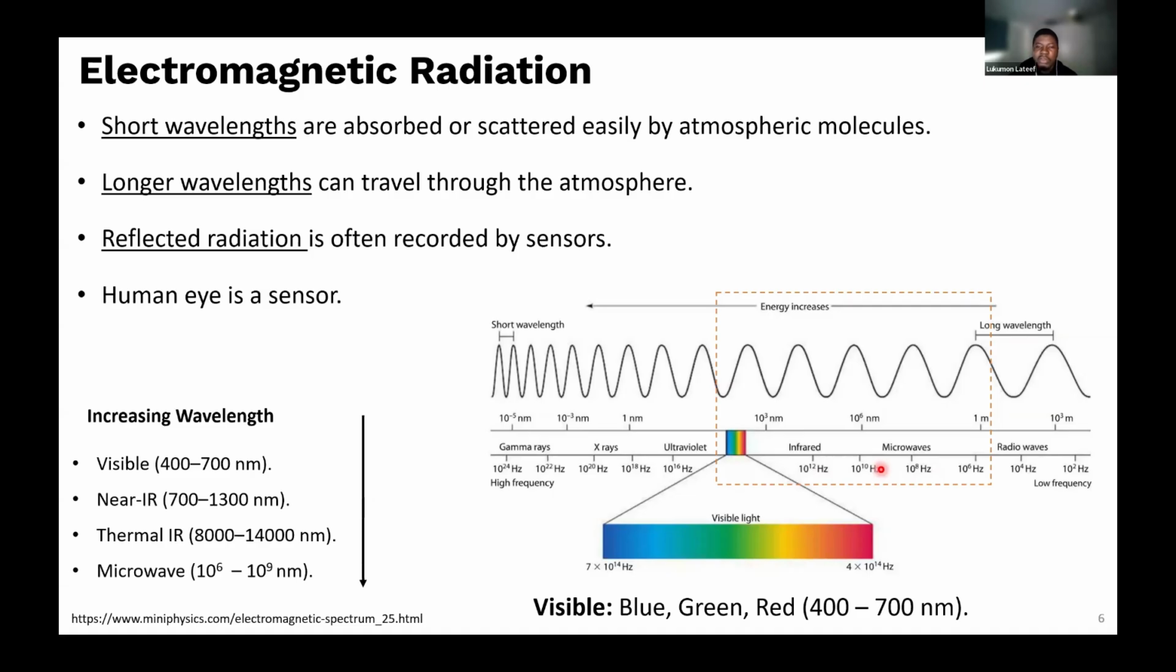And remember, we are focusing on reflected energy. So we can only have energy being reflected if the energy passes through the atmosphere and is able to get to the Earth's surface.